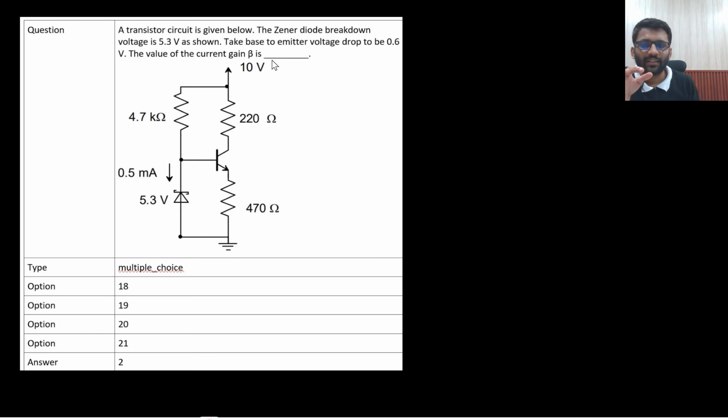So 10 volt is there, this is the 10 volt and this is the Zener. So 10 volt is enough to get it into breakdown. Also you can see that they are saying that in the Zener the current is flowing 0.5 milliampere. That means the current is flowing from N to P, then certainly it is going into breakdown, right? Then only the current will flow from N to P. In 99% of the problems, the Zener will always go into breakdown if the question is on Zener diode with BJT.